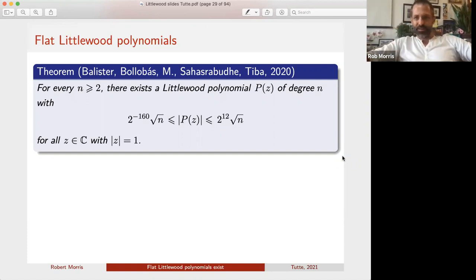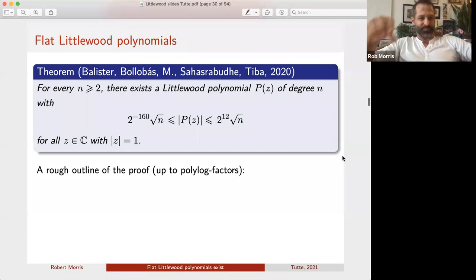Okay. So let me start by giving you a very rough sketch of the proof. Then I'll give a more extended sketch, and then a tiny bit of technical detail, just a couple of slides. Okay. So here's the very rough sketch. Let's imagine that we don't want to prove this exactly, we just want to prove it up to some polylog factors.